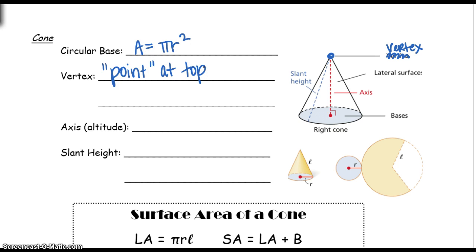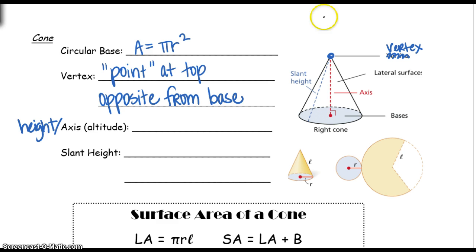Okay, so it's the point at the top. It's opposite from your base, right? Here's your base, it's that circle, and then opposite from that is the vertex. So opposite from base. There we go. The axis is also your altitude, okay? Or you can call it the height. There's just so many different names for this. All these work for it. And notice that it's in the center of your cone. It makes a difference because look, the slant height's on the side. So be careful. This is the center of the base to the vertex.